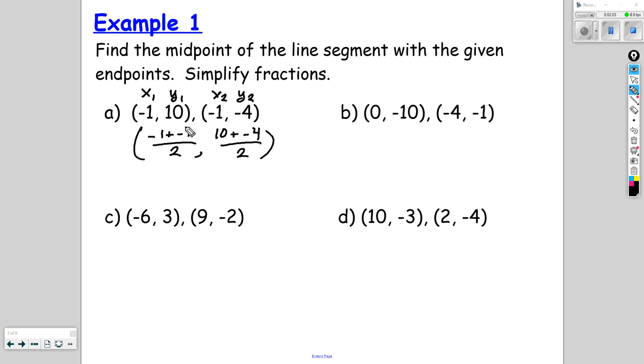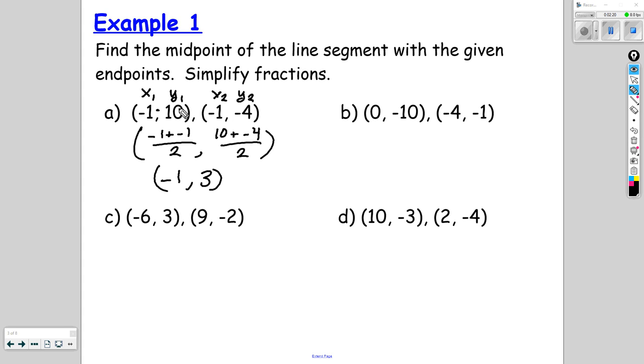-1 plus -1 is -2. -2 divided by 2 is -1. And then for the y coordinate, 10 plus -4 is 6. 6 divided by 2 is 3. So here we have what's in the middle of these 2 points, by finding the average.